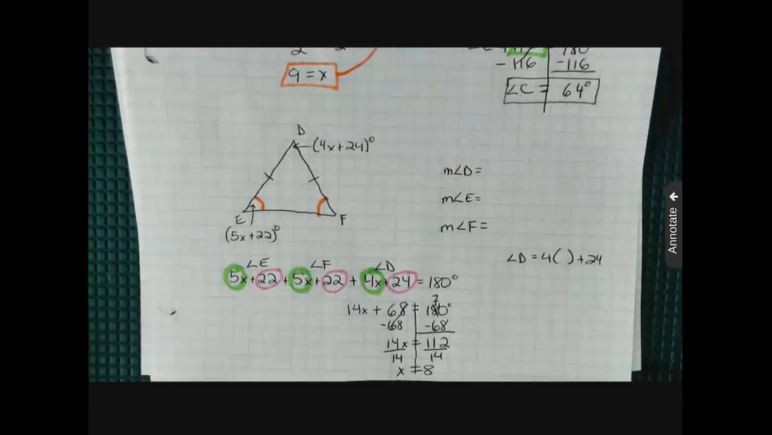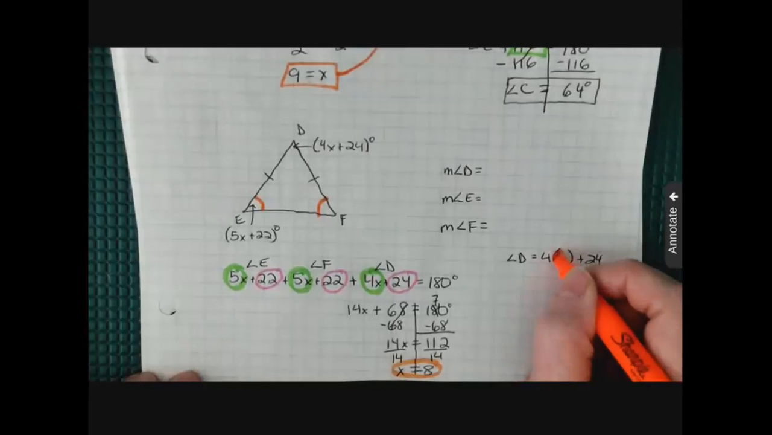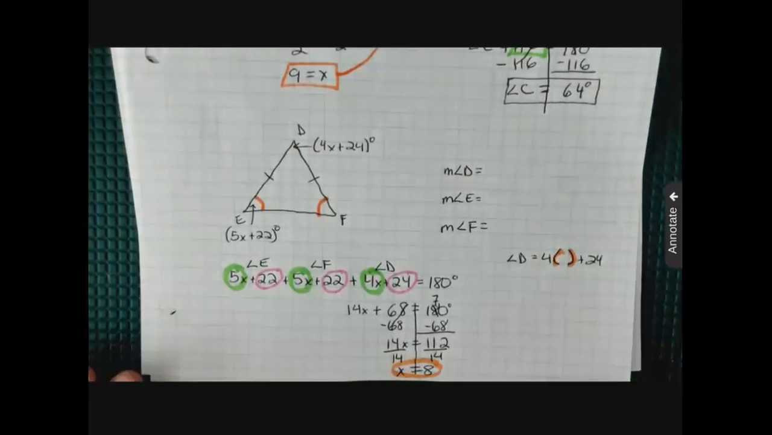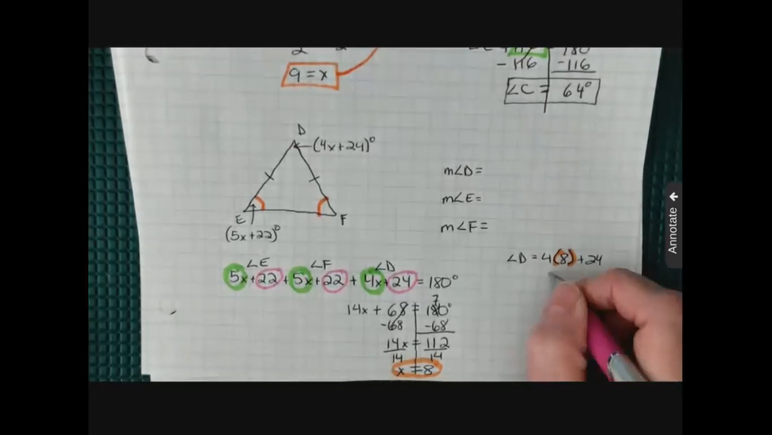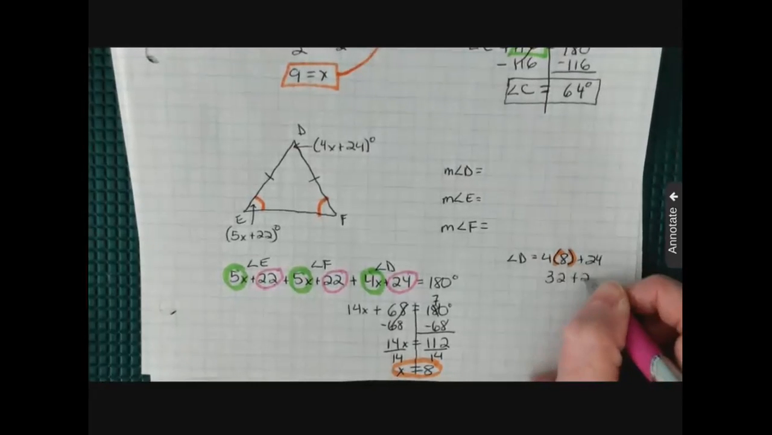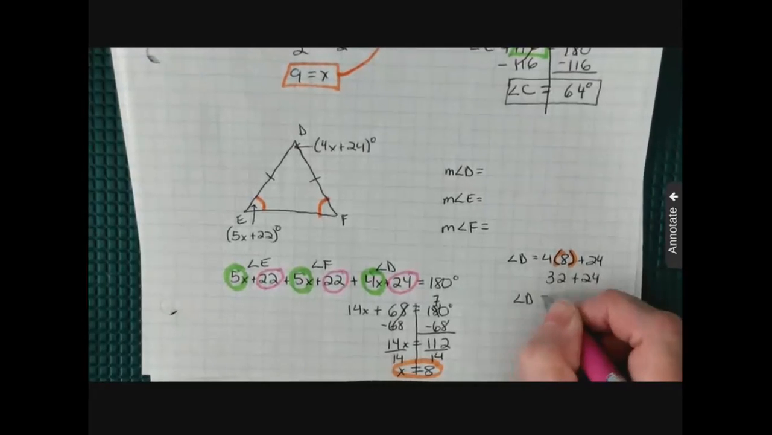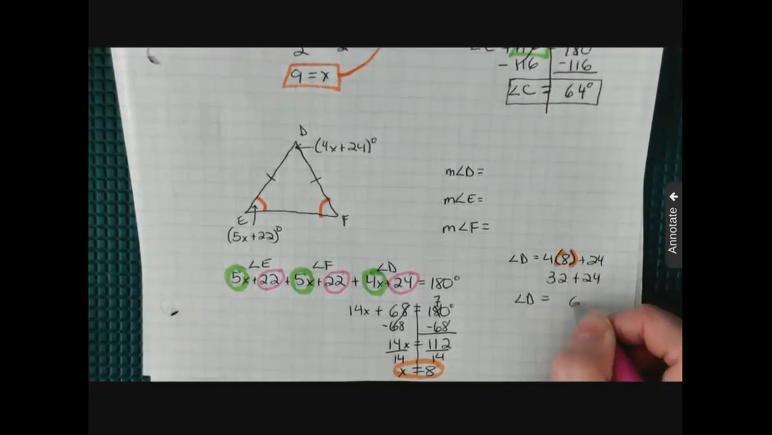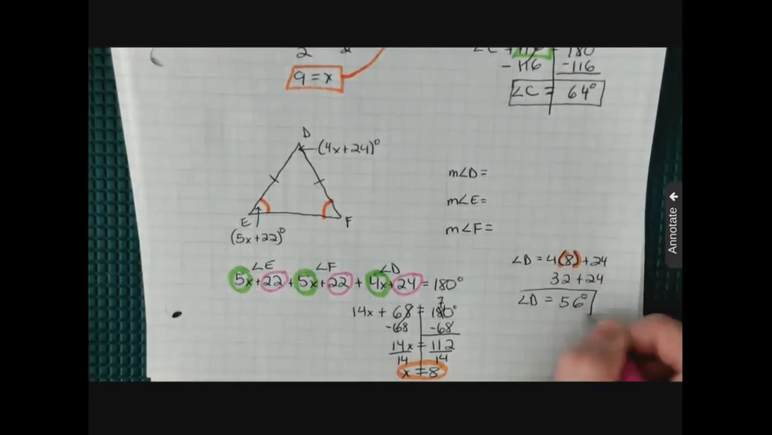So I'm going to put this answer goes here, okay, which I plug in for 8. 4 times 8 is 32 plus 24. So angle D, 2 plus 2 is 6. 3 plus 2 is 5, is 56 degrees.